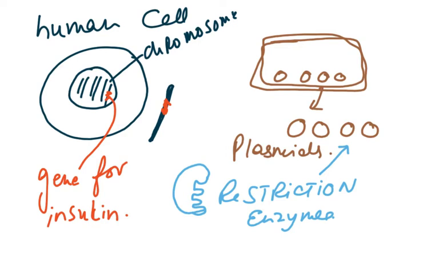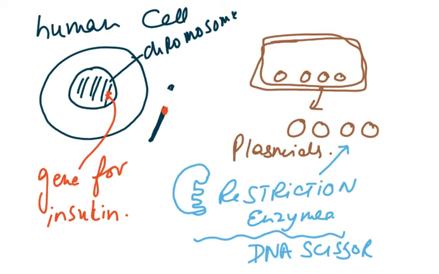Now what we need is a scissor. The scissor is a restriction enzyme. That's what we call a DNA scissor, and I'll tell you about restriction enzymes in a while. Restriction enzymes are actually obtained from bacteria, and we cut this gene for insulin, and we get this gene for insulin.